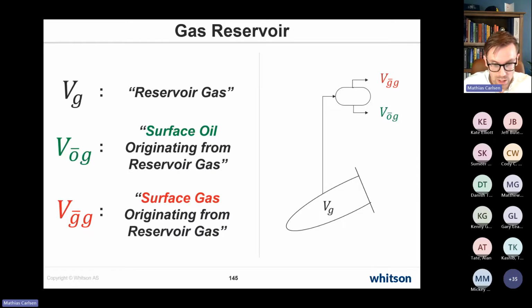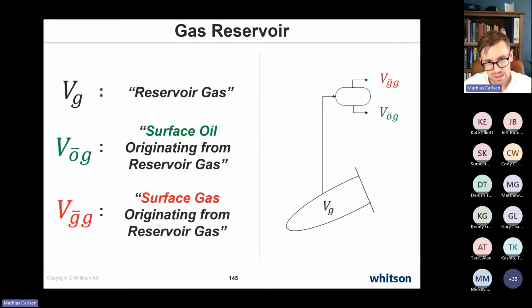For a gas reservoir, it's the opposite. We have reservoir gas would be VG, surface oil from the reservoir gas phase is VO hat G, and then the surface gas originating from the reservoir gas is VG hat G.